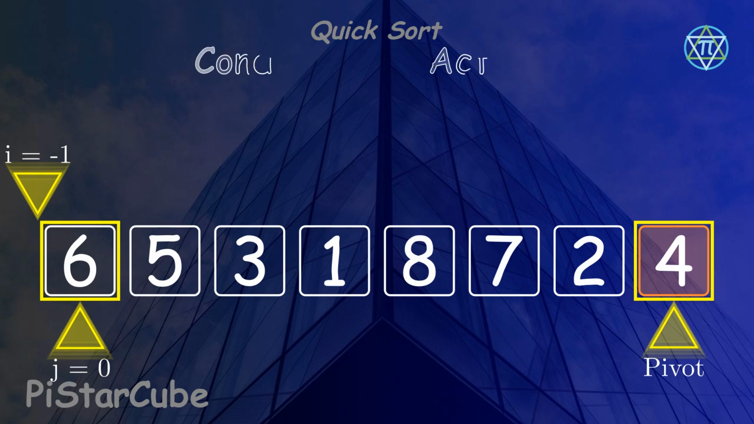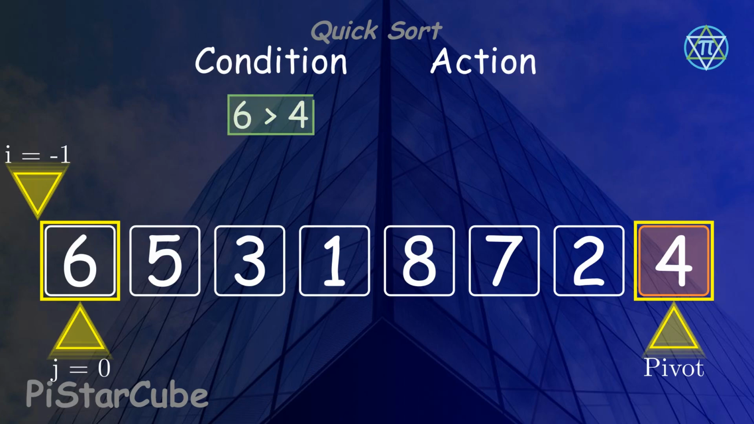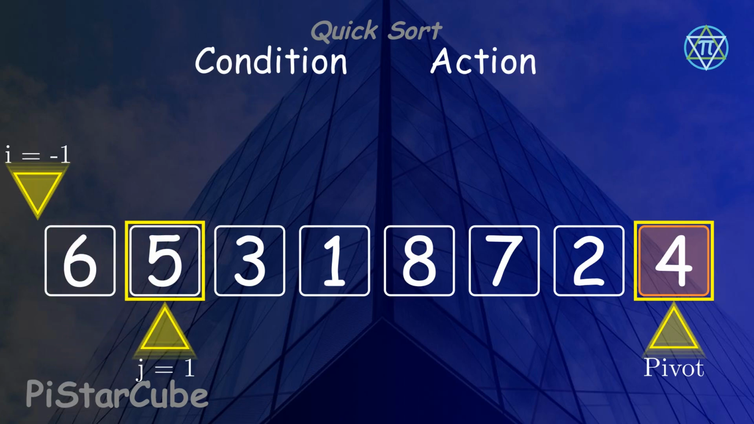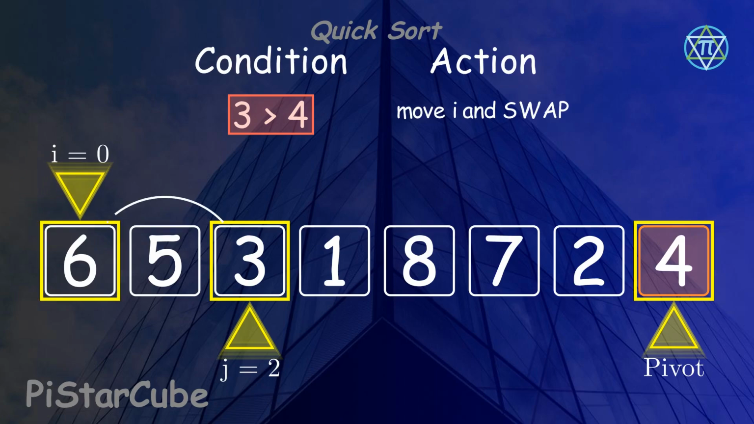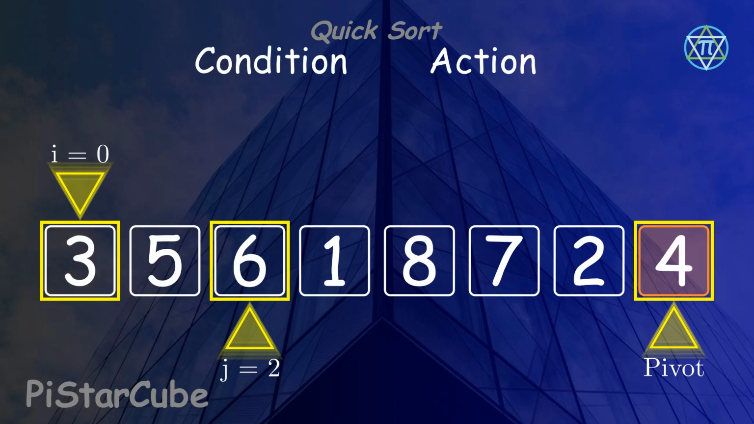Let's compare. 6 is greater than 4, yep, so we don't swap and move j to the next element, that is 5. Next, we check 5 is greater than 4, again yes, so we skip the swap and move j to the next index, that is element number 3. Now comes the interesting case, 3 and 4. 3 is less than 4, so we move index i to the next position, that is element number 6, and then swap 6 and 3. This makes sure that the elements smaller than the pivot are on the left.